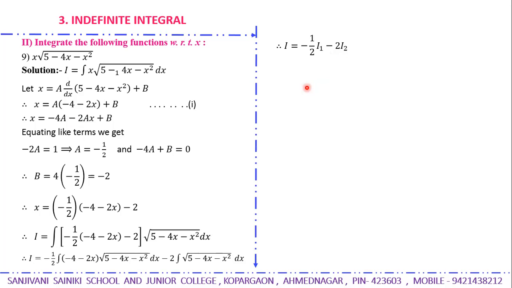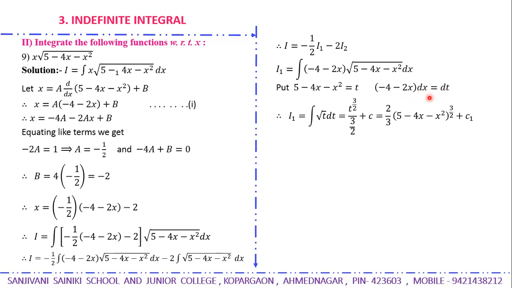I1 and I2. In the first integral use the substitution 5 minus 4x minus x square is equal to t. So minus 4 minus 2x dx is dt. So root t dt, so t raised to 3 by 2 upon 3 by 2 plus c. So 2 by 3, 5 minus 4x minus x square raised to 3 by 2 plus c1.